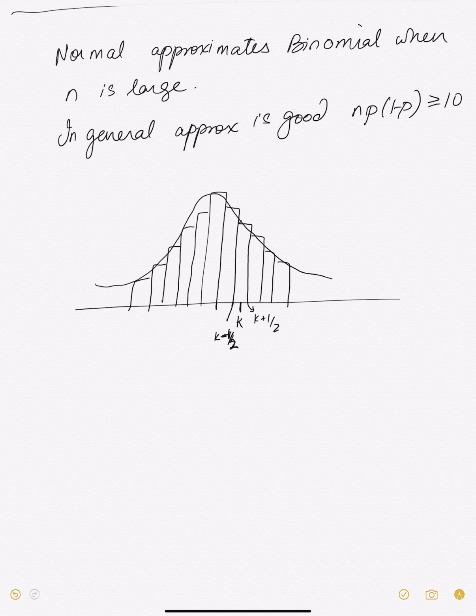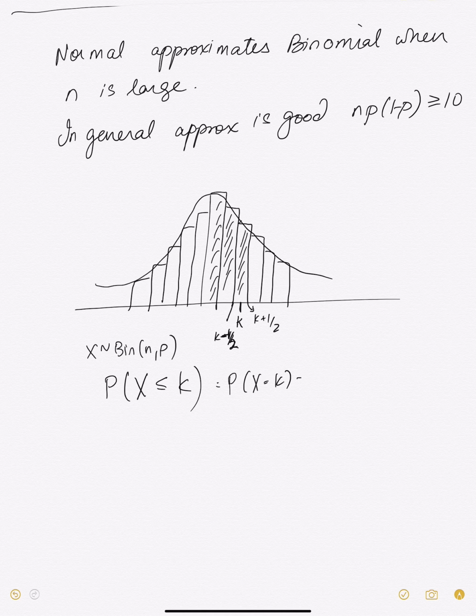Suppose X is binomial(n, p). What's the probability that X is less than or equal to k? In reality, what you do is add up all the bar areas: the probability X equals k, X equals k minus 1, X equals k minus 2, and so on. You sum up all these probabilities all the way down to 0.